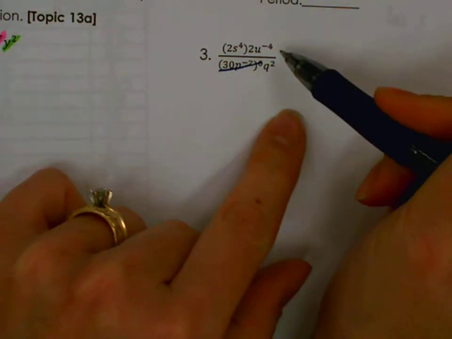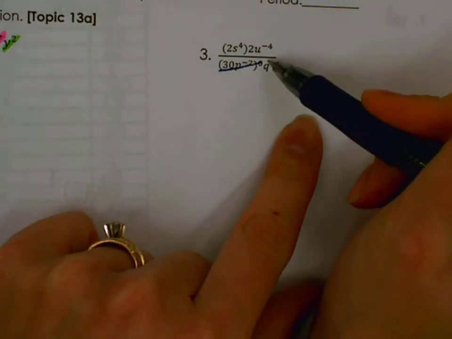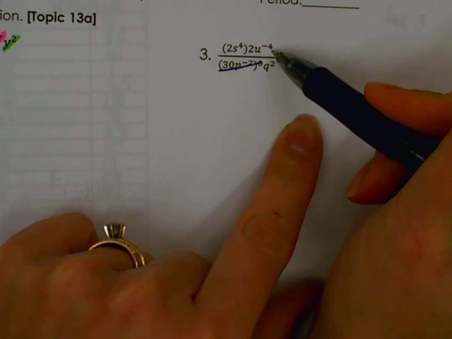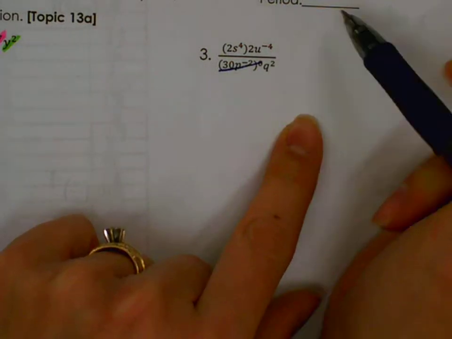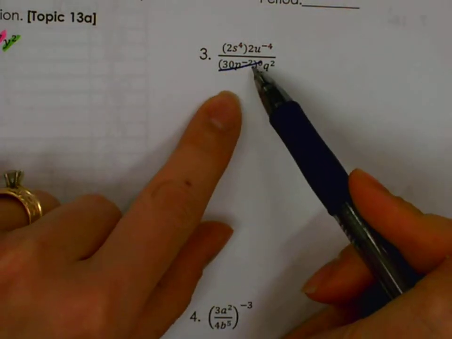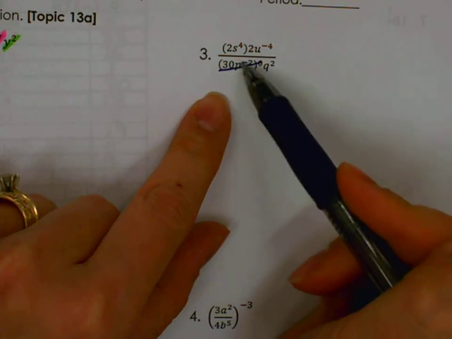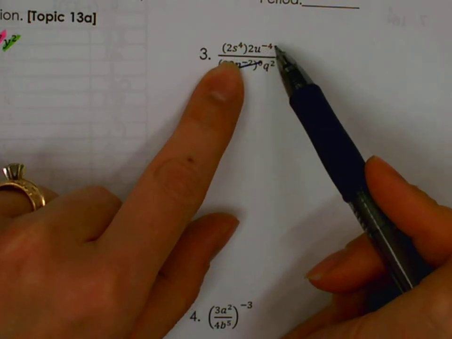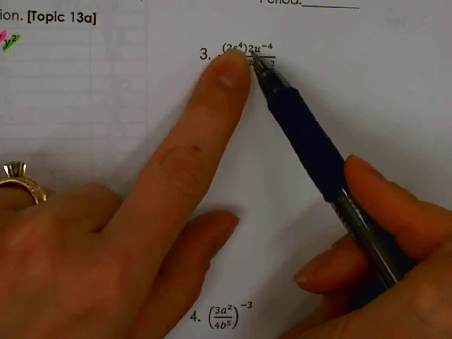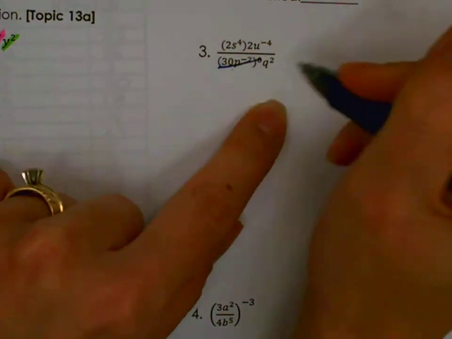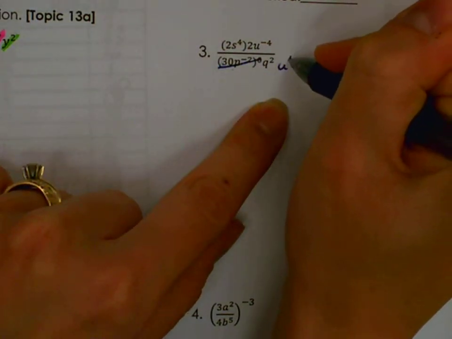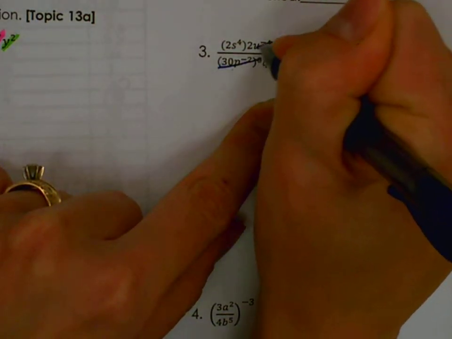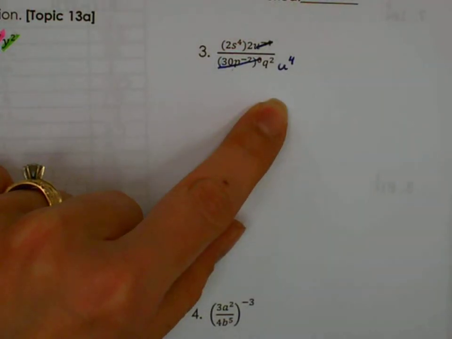The next thing I'm going to do before I do any real simplifying is move this negative exponent down. Now, this 0 applied to everything because this was in parentheses. But this -4 only applies to the u because it's not in parentheses. So it's not applying to the 2, it's just for the u. So I'm going to move u to the bottom. When you move it, make sure you turn that negative positive and cross out the negative on the top.